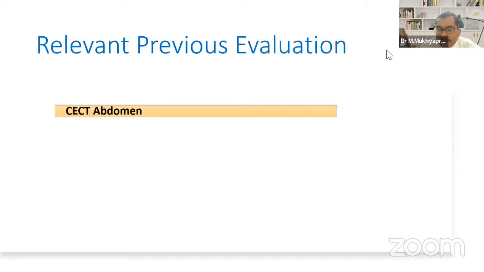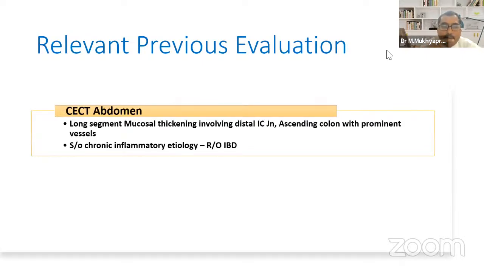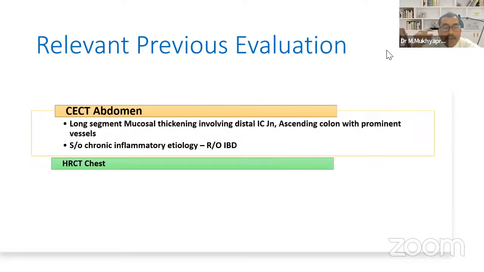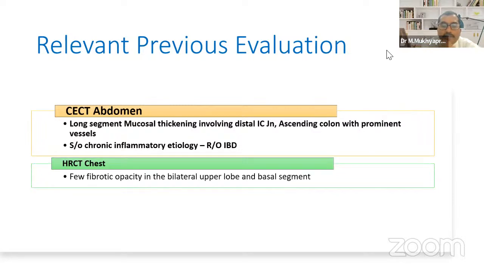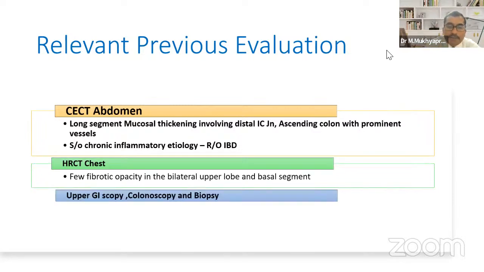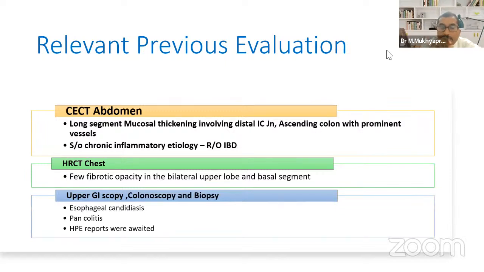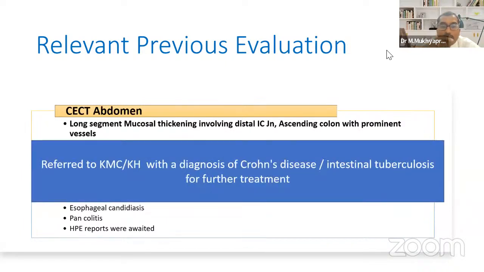It was a referred case. We had seen the CECT of the abdomen done outside. There was long segment mucosal thickening involving the distal ileocolic junction and ascending colon with prominent vessels, reported as probably suggestive of inflammatory bowel disease. He also had a CT chest done, showing a few fibrotic opacities in both upper lobes and basal segments. Upper GI scopy showed candidiasis. Colonoscopy showed pancolitis involving even the ileum, and biopsy reports were not available. He was referred to Kasturba Hospital, Manipal, with a diagnosis of possible Crohn's disease or intestinal tuberculosis for further management.